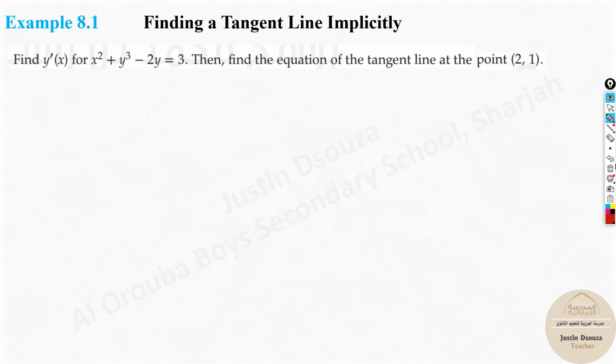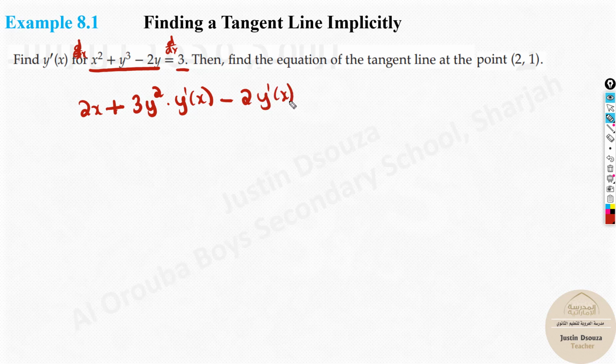But if you don't understand, that's fine. Just remember, do differentiation as it is for x. Only for y, do it normally, but add this y dash of x. Then what happens? Minus 2. If it was just y, it's 1. But if it was just x, it was 1. That's it. 2 into 1, that's 2. But since we have y, you need to add y dash of x. That is equal to, now, it's not 3. Differentiation of a constant is 0.